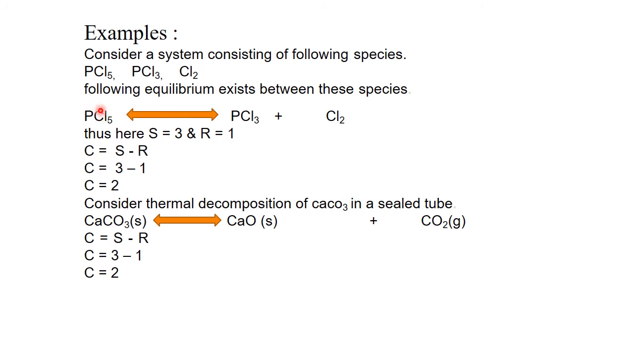Consider thermal decomposition of CaCO3 in a sealed tube. CaCO3 upon decomposition gives us calcium oxide and carbon dioxide. Again, the number of species present in the system is 3: one is CaCO3, the other one is CaO, and the third one is CO2. The decomposition of CaCO3 completes in one step, so the value of R will be 1. Putting these values of S and R into the equation, we again obtain C equal to 2. So we can say the decomposition of calcium carbonate is also a two-phase, two-component system.